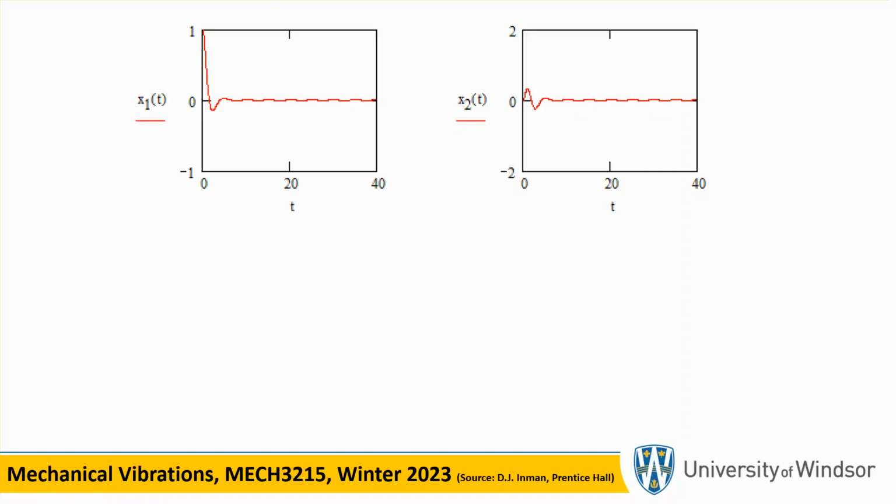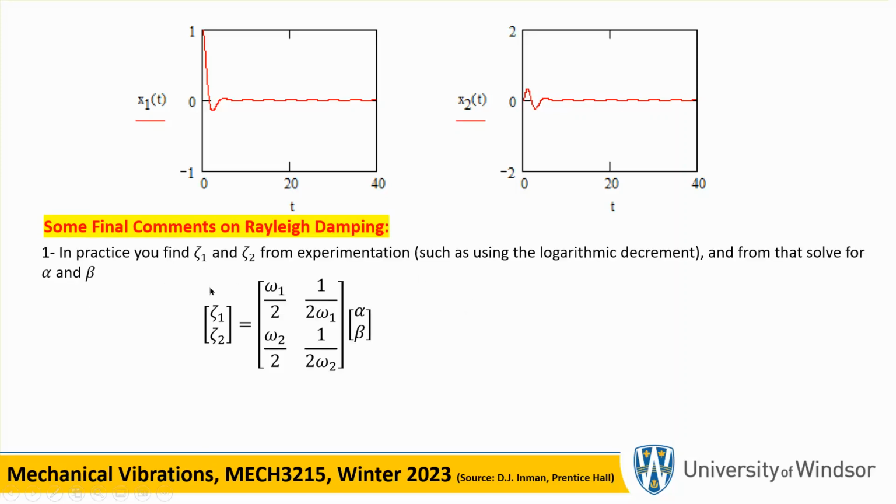Now, if I had given you in this problem, instead of alpha and beta, what zeta 1 and zeta 2 are, you would not have realized that this is coming from a modal damping or from a Rayleigh damping case. So you would have just used the previous example with these current values of zeta 1 and zeta 2, and you would have been happy.